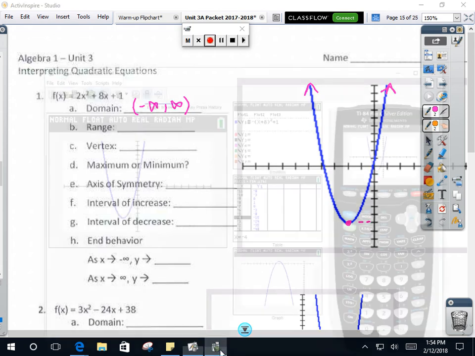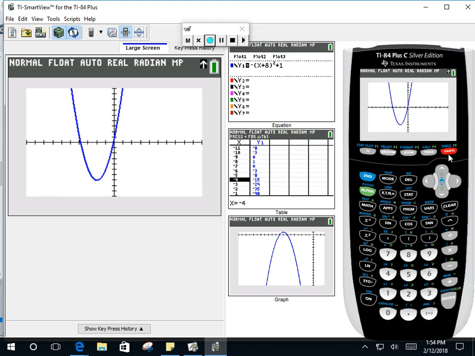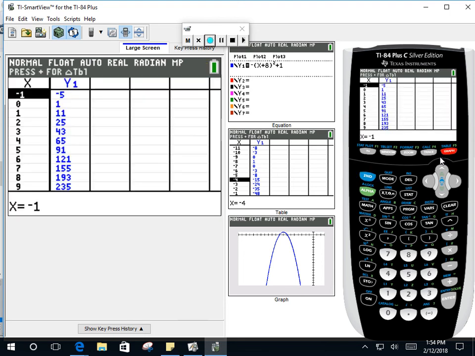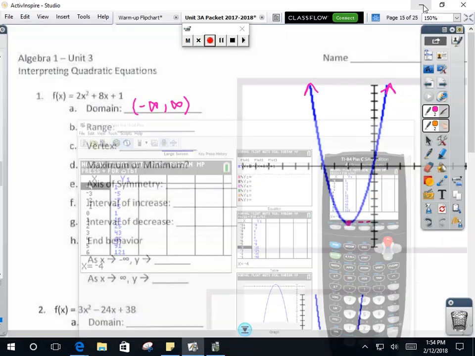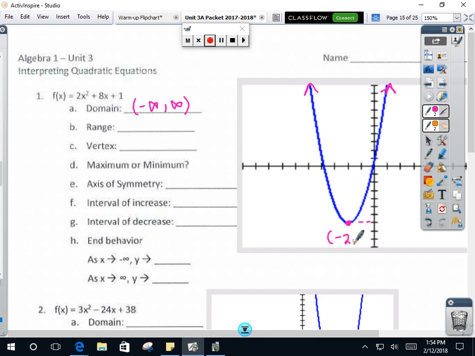Okay, well look, if you can't tell from your picture, you go to your table and you look for the number that doesn't repeat. So where is it? Look at the table. Which number doesn't repeat in the y's? -7, look. 1, 1, -5, -5, -2, -7 is your vertex. So this is at -2, -7. So the range goes from -7 and then it goes up forever. I am still teaching. The vertex is -2, -7.